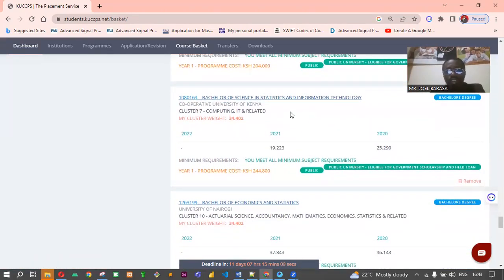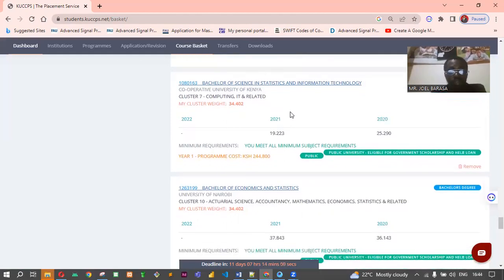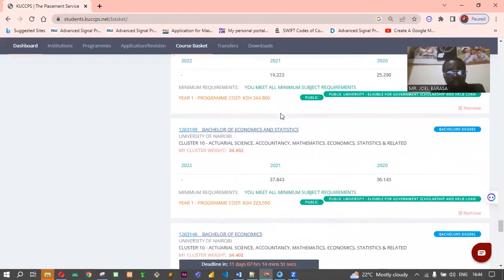Statistics and information technology. Here you deal with statistics, then apply it with the computing part of it, or IT. That is what I've given you there, and it's at Cooperative University, which is within Nairobi, there at Karen, just past Bogani areas.